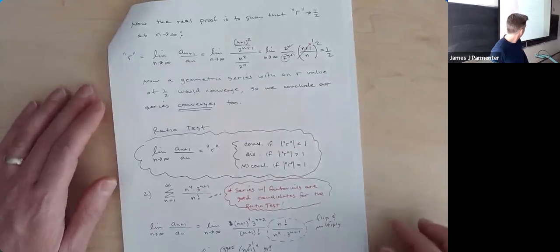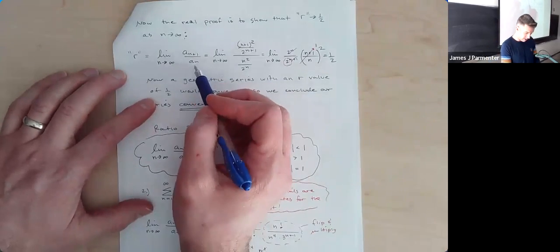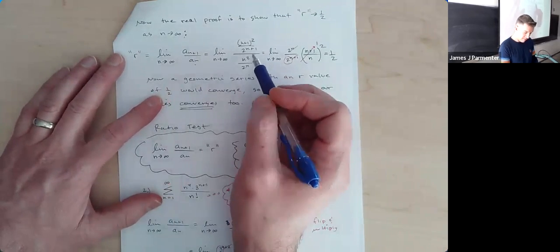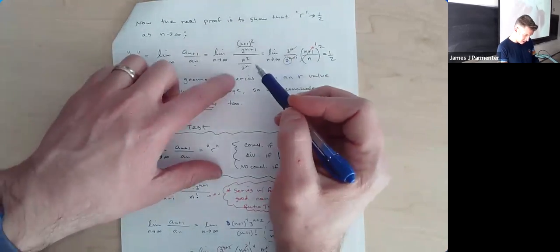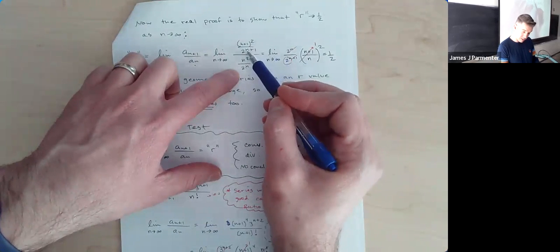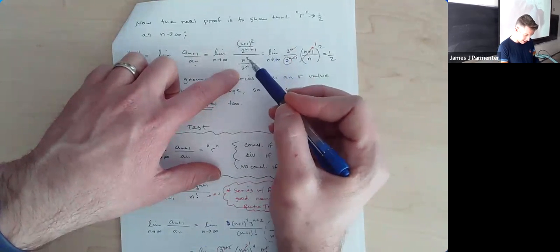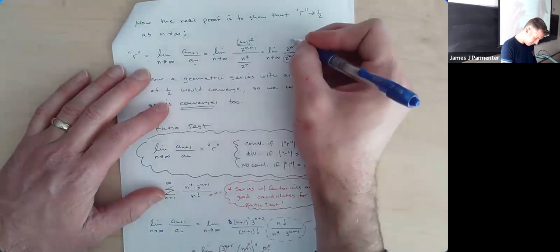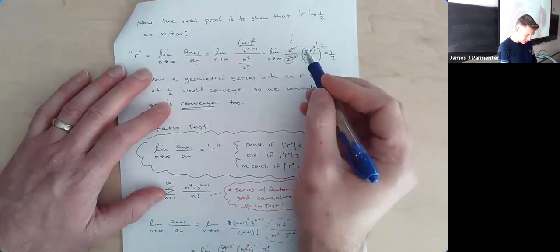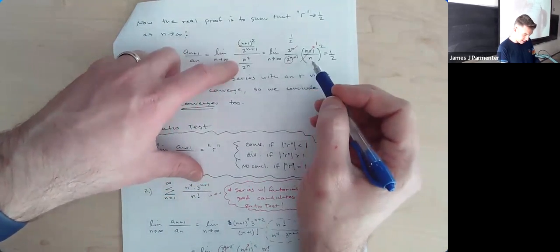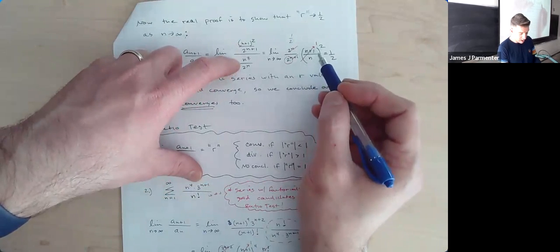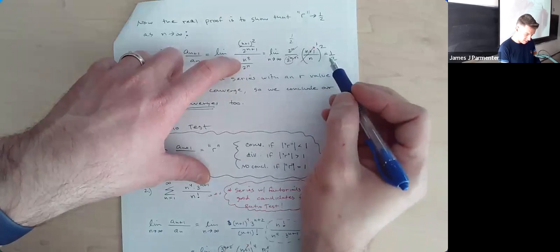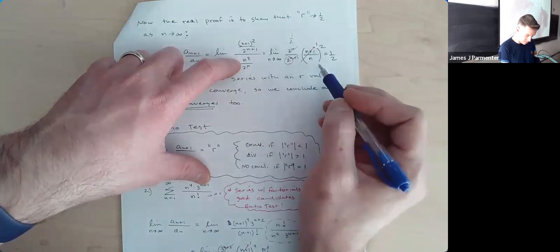If we look at the actual n plus 1 term over the nth term, we get n plus 1 squared over 2 to the n plus 1, over n squared over 2 to the n. Flip and multiply, you get 2 to the n over 2 to the n plus 1, and n squared over n plus 1 squared. The 2 to the n over 2 to the n plus 1 just becomes 1/2. And n plus 1 squared over n squared becomes n plus 1 over n, squared. But n plus 1 over n, if you take the limit, goes to 1, and 1 squared is just 1. So you get 1/2 times 1, which is 1/2.